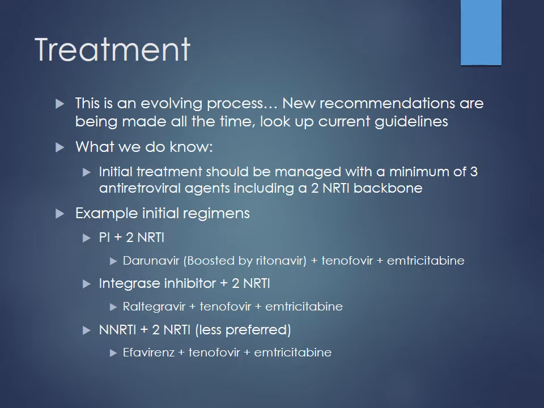Basically, this is all through a lot of experimentation, lots of different trials that we've done to find out what's the best regimen for these patients. And this is kind of a new disease state. We've only been around for, say, almost 40 years now. So we're still learning things, right? So initial treatment needs to be managed with a minimum of 3 antiretroviral agents, including a 2 NRTI backbone.